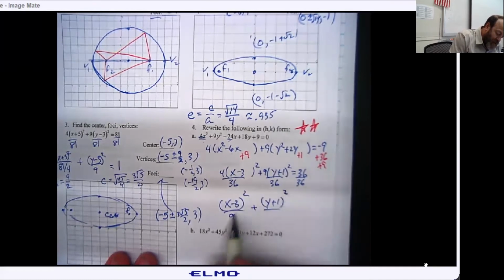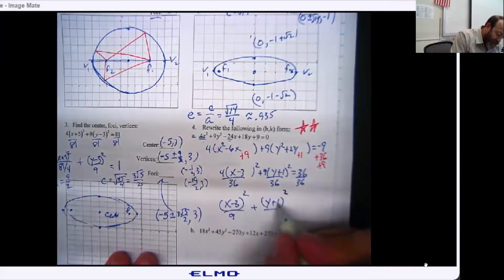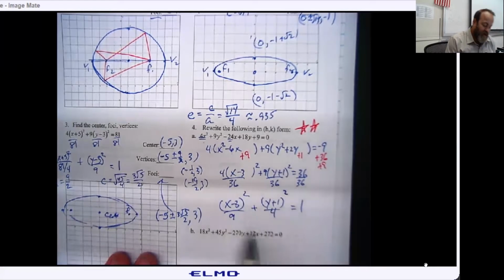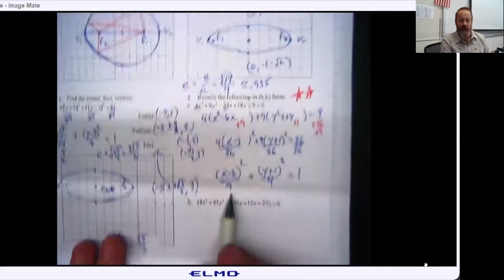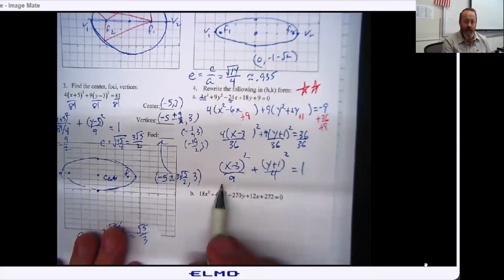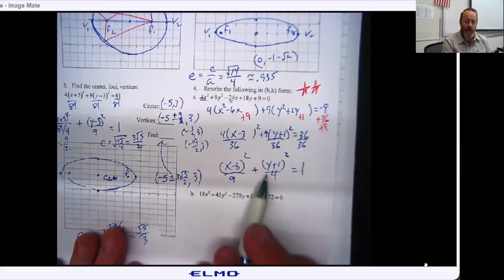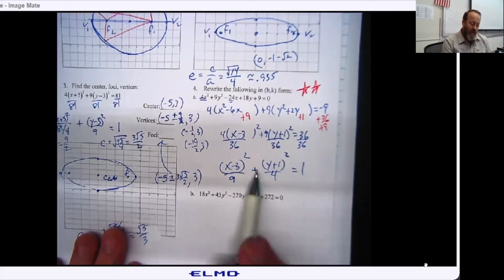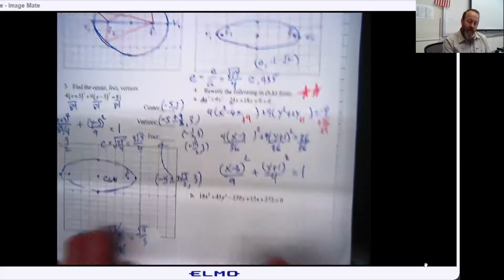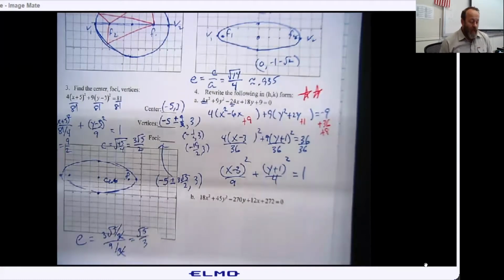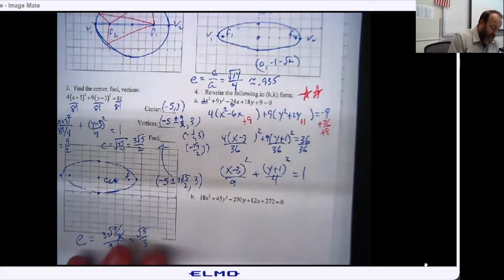It's an ellipse centered at +3, -1. It's actually going to open in the x direction because 9 is larger. It's going to go over and back 3 in the x direction, up and down 2 in the y direction. And the c value is going to be the square root of 5 in the x direction. Now, the last one, I did want to have one that's a little bit more obnoxious.